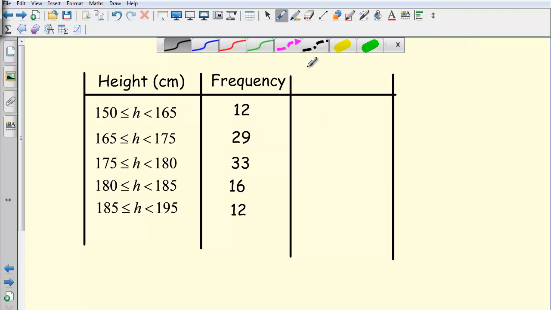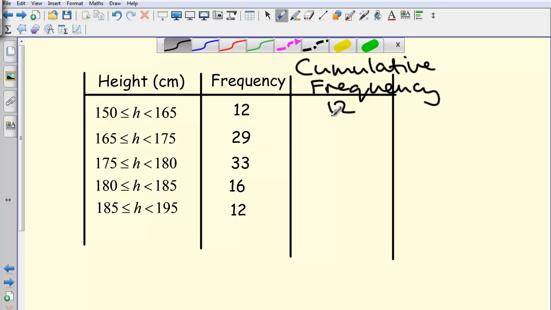So let's just give that a title. The first group has got 12 things in it, so that just stays the same for the first one, but then we keep adding on. So there's 12 already, add on that extra 29, that's going to make 41. Now I add in this extra 33, that's going to take us up to 74. Add in an extra 16, so we're on to 90 now. And then this last group, adding in an extra 12, takes us up to 102 students.